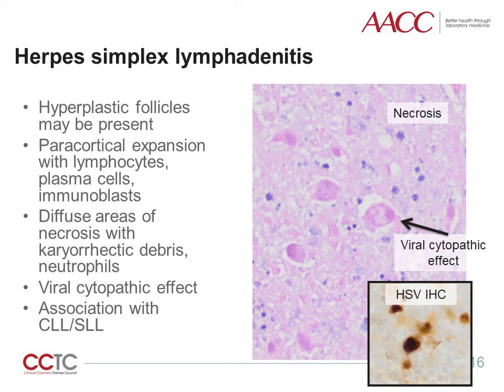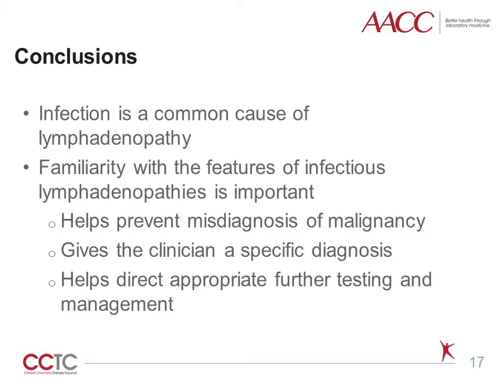Patients with chronic lymphocytic leukemia are at risk for developing HSV lymphadenitis. The presence of rapidly enlarging lymph nodes in these patients may raise concern for Richter transformation. We have reviewed some of the more common causes of infectious lymphadenopathy. Familiarity with the characteristic features of these infectious processes is important to avoid misdiagnosis of malignancy and to help guide further diagnostics, testing, and treatment.